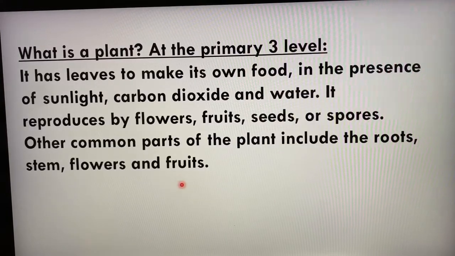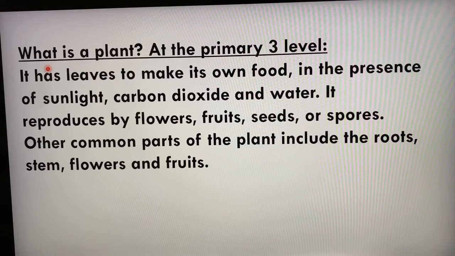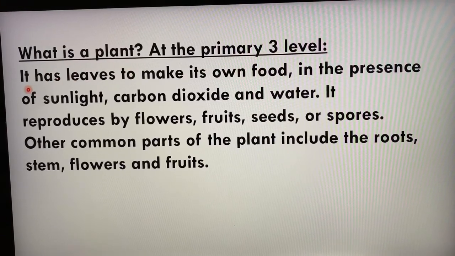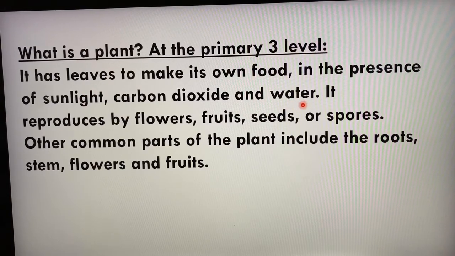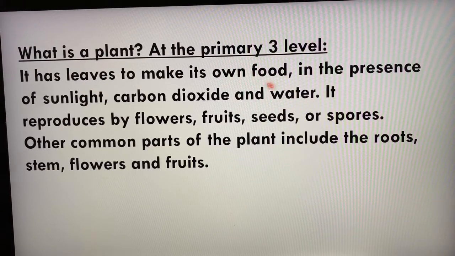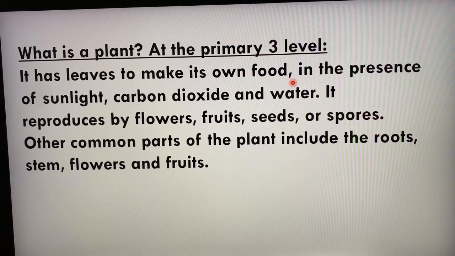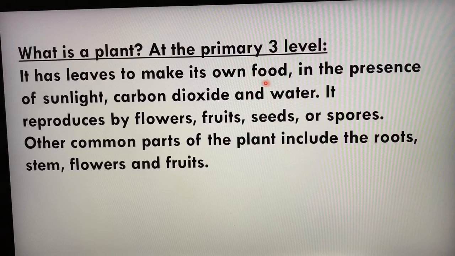So now let's go to plants. What is a plant? At the primary 3 level, you just need to know mainly that a plant is a living thing that has leaves to make its own food. It needs sunlight, carbon dioxide and water to make its own food. A more difficult term you will learn later on is photosynthesis, making its own food.